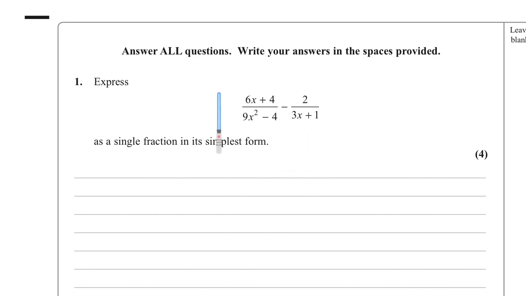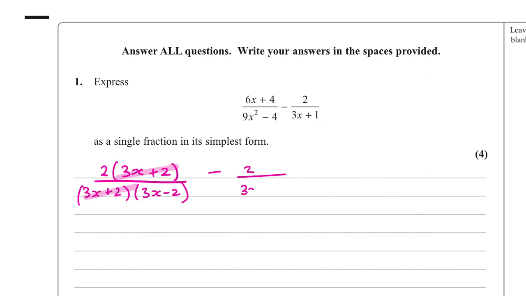Okay, so the first thing I'm going to do is factorise every numerator and denominator, and then I'm going to add or subtract. So 6x plus 4, I can factorise out a 2, and I'm going to get 3x plus 2 over 9x squared minus 4, difference of 2 squares, so I'm going to get 3x plus 2, 3x minus 2, which is quite good because they're going to cancel. I'm going to actually use a highlighter. They're going to cancel because that's a factor of the numerator and denominator, and then I get 2 over 3x plus 1.